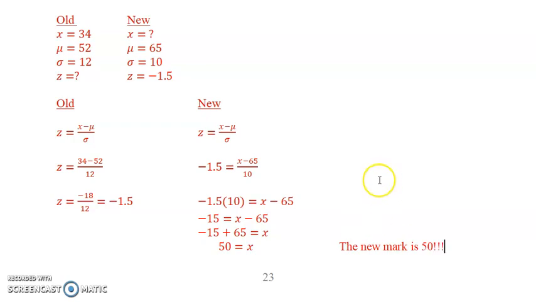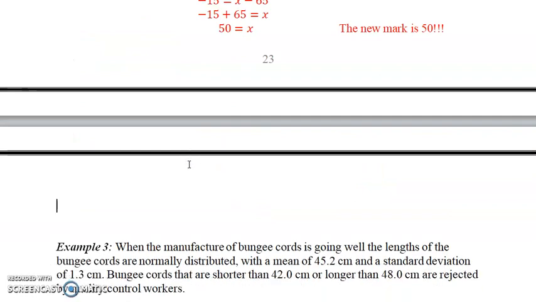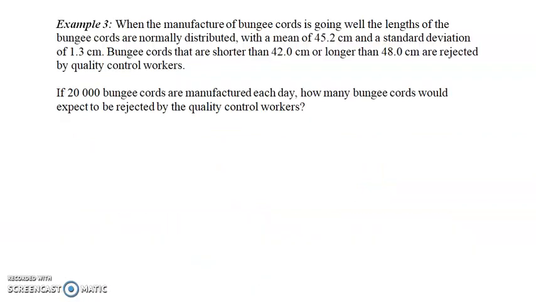Okay. Next, we're going to look at example 3. It says when the manufacturer of bungee cords is going well, the lengths of the bungee cords are normally distributed with a mean of 45.2 centimeters and a standard deviation of 1.3 centimeters. Bungee cords that are shorter than 42.0 centimeters or longer than 48.0 centimeters are rejected by quality control. If 20,000 bungee cords are manufactured each day, how many would you expect to be rejected by quality control?